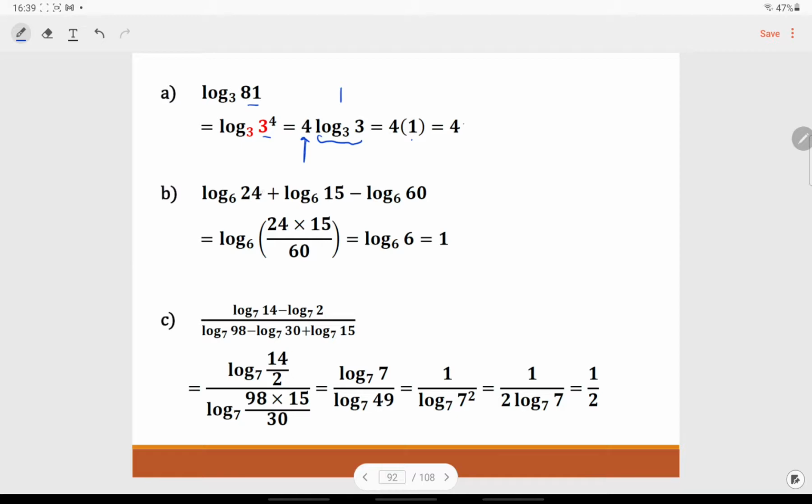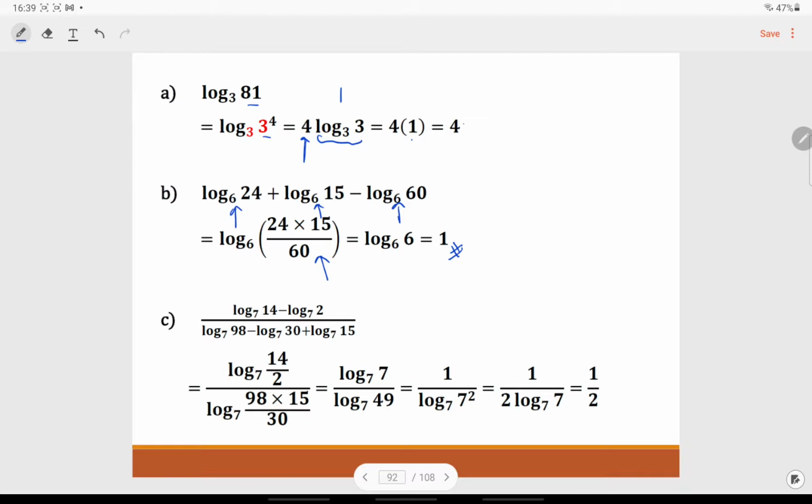Next, we have log 24 base 6 plus log 15 base 6 minus log 60 base 6. Because we have a common base, 6, 6, and 6, we can simplify this expression into this fraction. We can simplify the value inside the parentheses, so basically it is equal to 6. So log 6 base 6 is equal to 1.